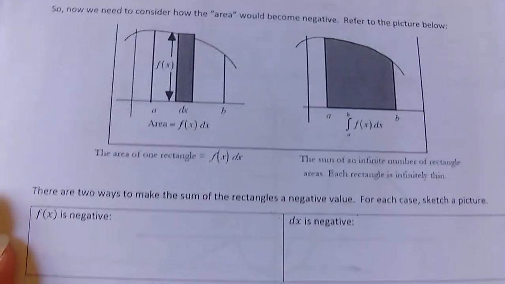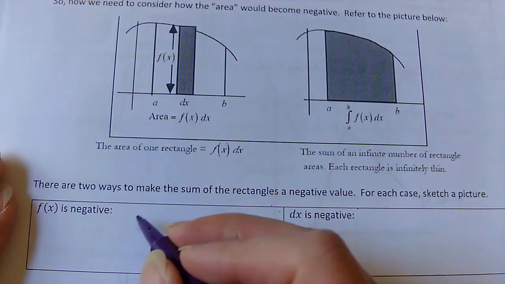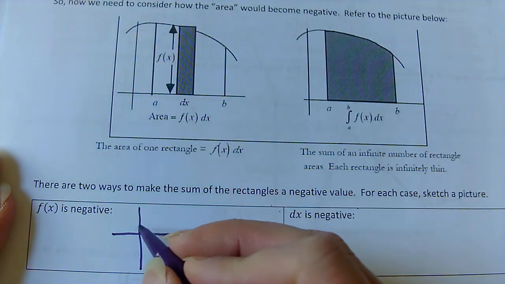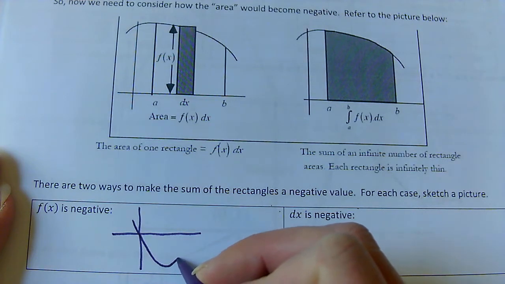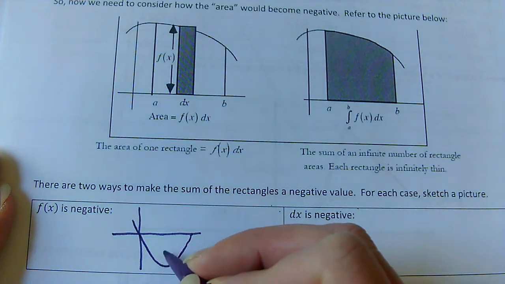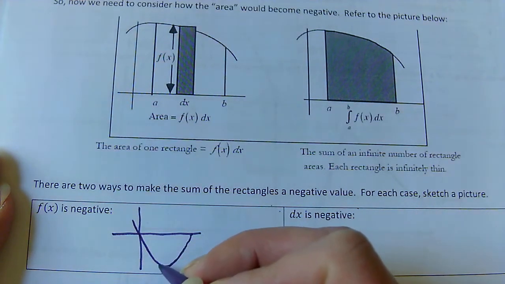Well, one way is if f of x is negative, or dx could be negative. So what would it look like if f of x was negative? Well, that would mean that our graph is actually under the x-axis. Notice that all of our f of x's, our y values, are negative. So the area under this curve would actually be negative because we have negative y values.